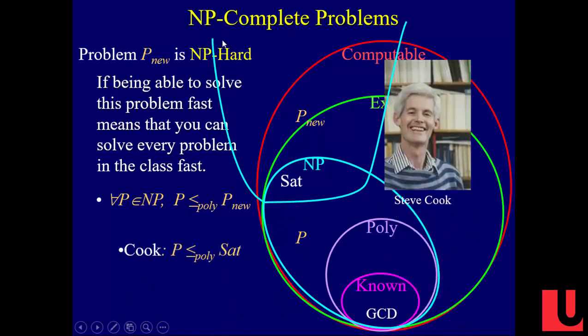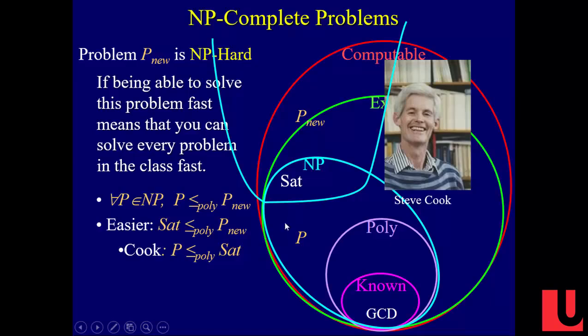Right? And Cook, what did Cook do? Why he's famous for this stuff is he proved that satisfiability was NP hard. And the advantage of the fact that Cook did that for you is now if you want to prove something's NP hard, you just have to prove it's harder than SAT, because Cook already proved that SAT was harder than everything else. All right?